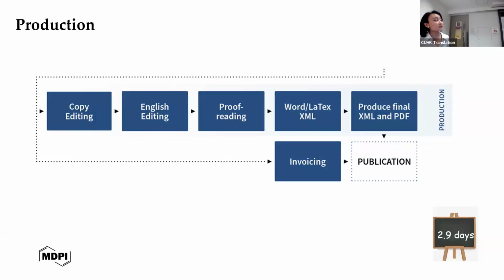So this is the production process, which is after the paper is accepted, and all of this will be done by our in-house editors, as I just mentioned, like the copy editing, English editing by the English editing team, and the proofreading process, which shall be done by the joint effort between the editors and also the authors, because they need to confirm some problems in the proofreading process.